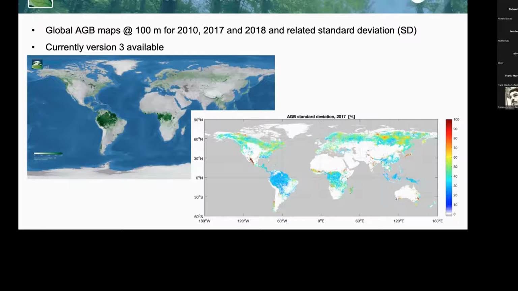So far we have produced maps for 3 different years, 2010, 17, and 18. And each of the maps is accompanied by a standard deviation map. So that gives the user information about the precision of these estimates. Currently, we have version 3 of the maps. So the workflow in CCI Biomass is that every year we reproduce maps, hopefully improved maps, and also add maps for additional years. And that will continue also in the second phase, which started a few months ago. So currently we have version 3 and these 3 different years.